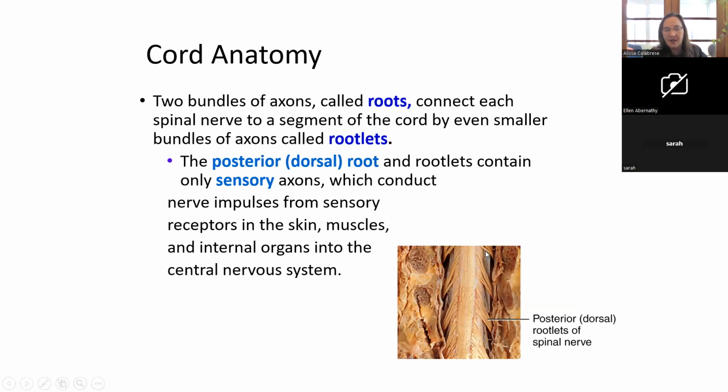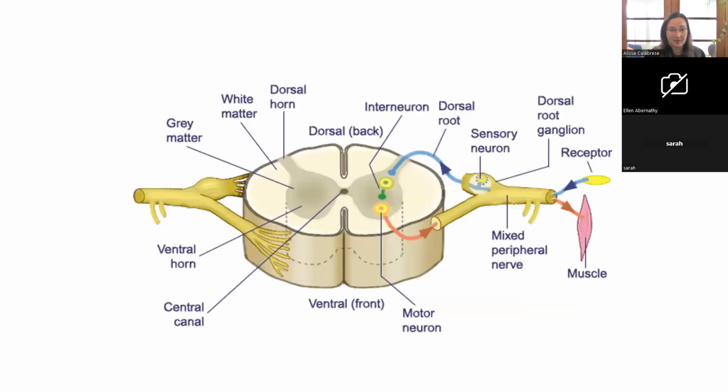All the way down the spinal cord, between each vertebra, we're going to see bundles of axons branching off of the spinal cord. These are going to be called roots. Roots are either going to be axons that are going away from the cord, sending efferent messages out to the body, or they're going to be neurons that are heading towards the cord, sending afferent messages to the brain. So that could be going in either direction.